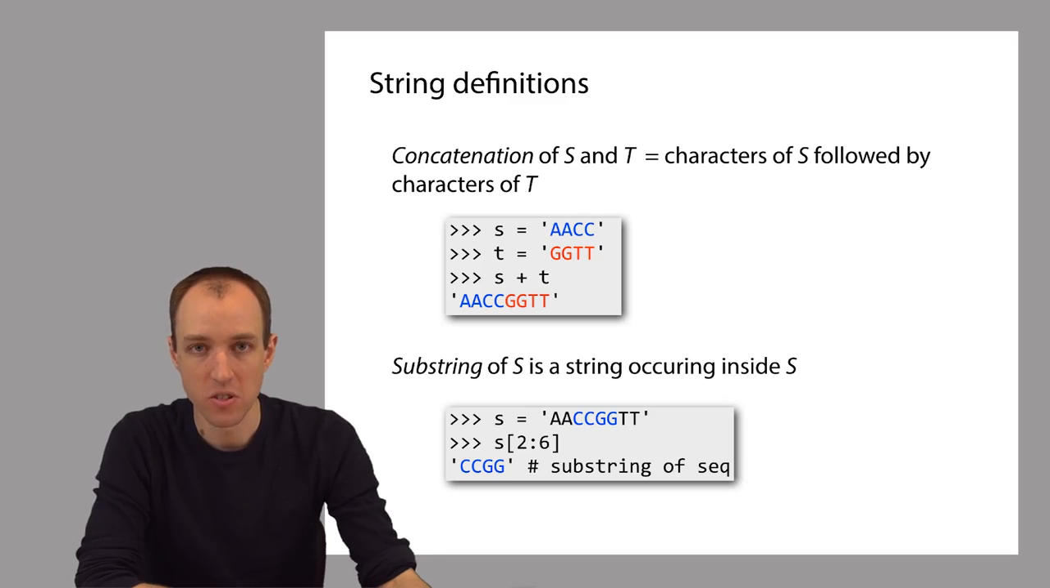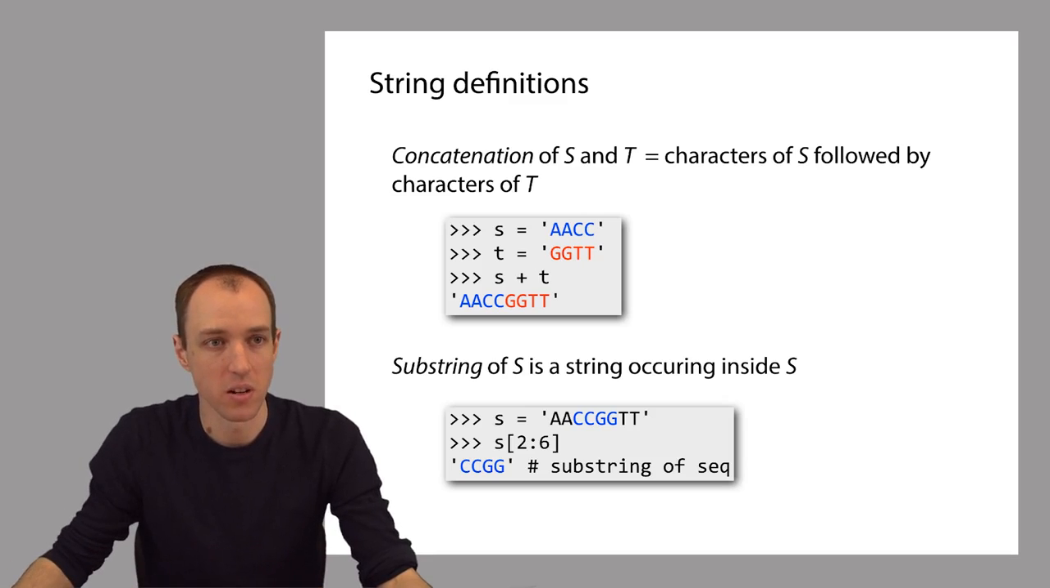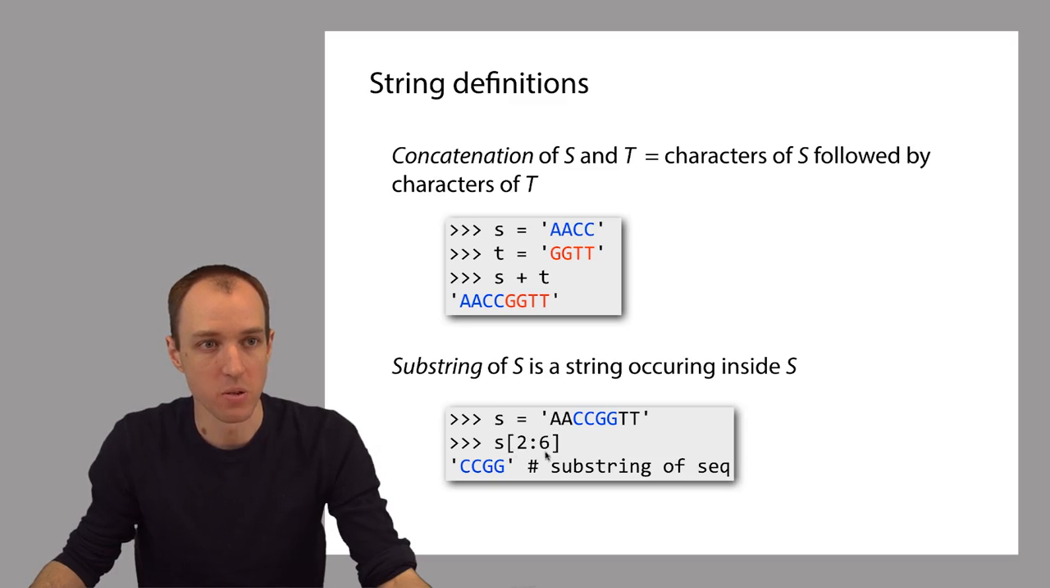A substring is just a shorter string that occurs within a longer string. So for example, here we have a longer string S, and we use this bracket notation to get the substring of S that starts at offset 2 up to, but not including, offset 6. So it gets the length 4 substring starting at offset 2, CCGG.